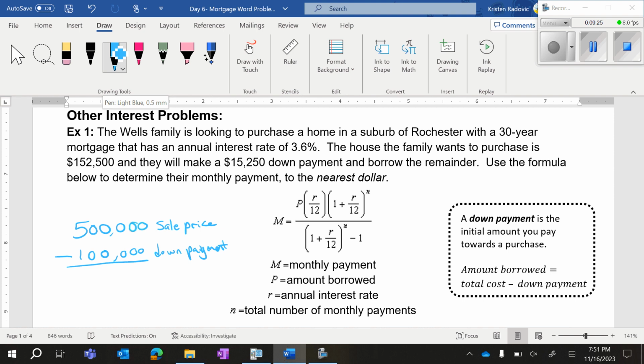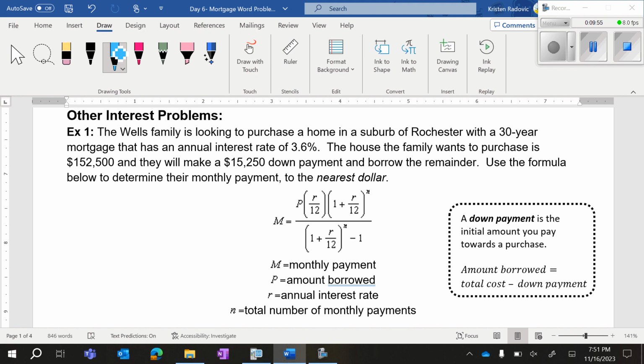That has nothing to do with this problem. I just picked random numbers to explain a scenario. So let's go back to this problem. We want the formula below to determine the monthly payment. The monthly payment is M, so this is what we are trying to find out. That is a question mark if you can't read it. Now, your amount borrowed, you have to figure out. So how much are we borrowing?